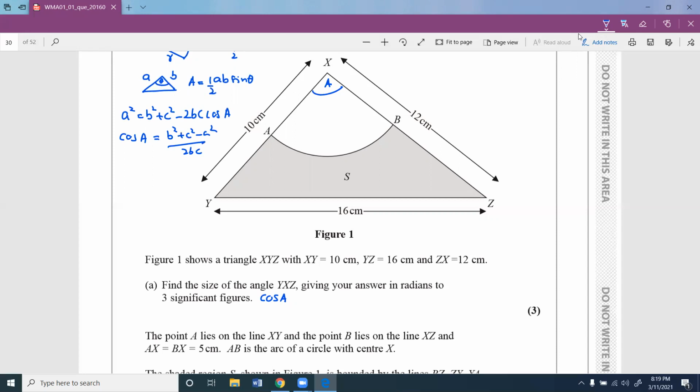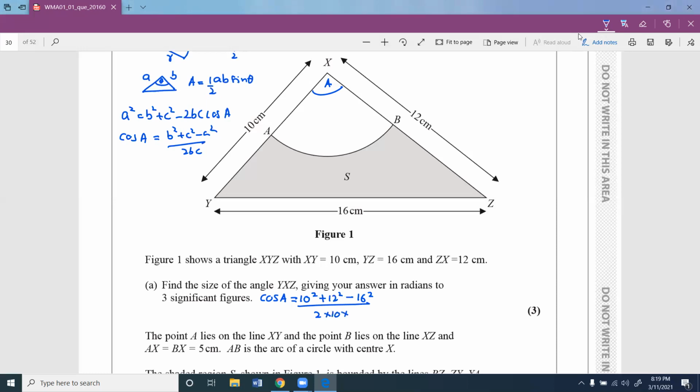Therefore, you can write cos A = (B squared plus C squared minus A squared) over 2BC. B and C can be the sides beside the angle. So I can write 10 squared plus 12 squared minus A squared. Always A is the side opposite to the angle, divided by 2 times 10 into 12.